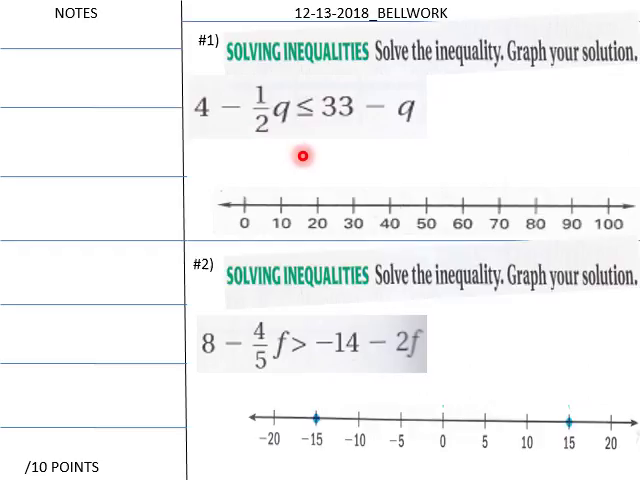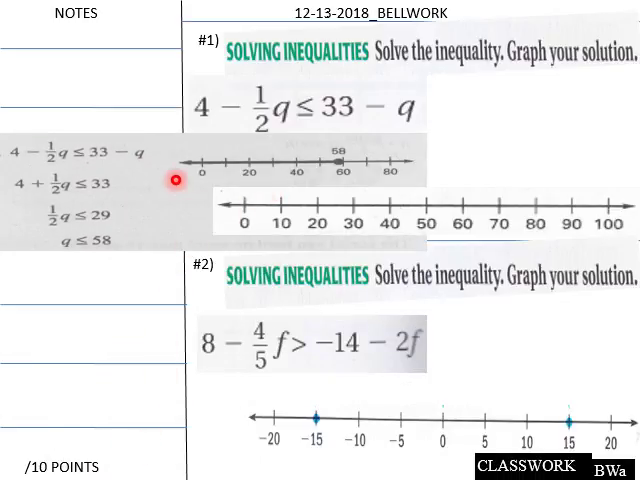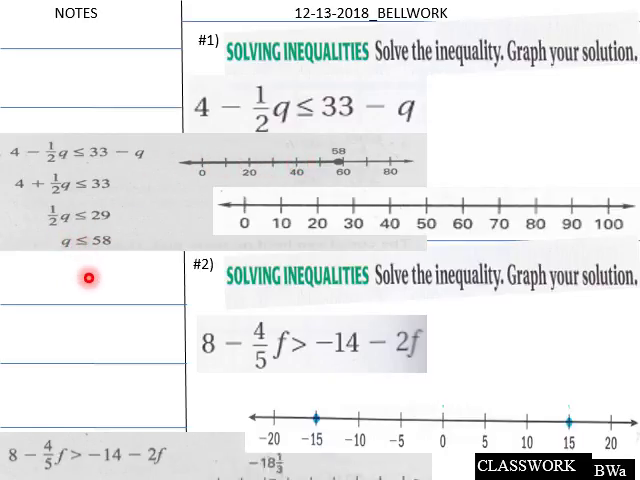Okay, welcome back. Here are your solutions for solving the inequalities and graphing. Here is the solving. We have 1/2 q is less than or equal to 29, and then we double it and we have q is less than or equal to 58, and this will be the graph here. It's a solid circle because of the partial equality sign, and then we point this way.